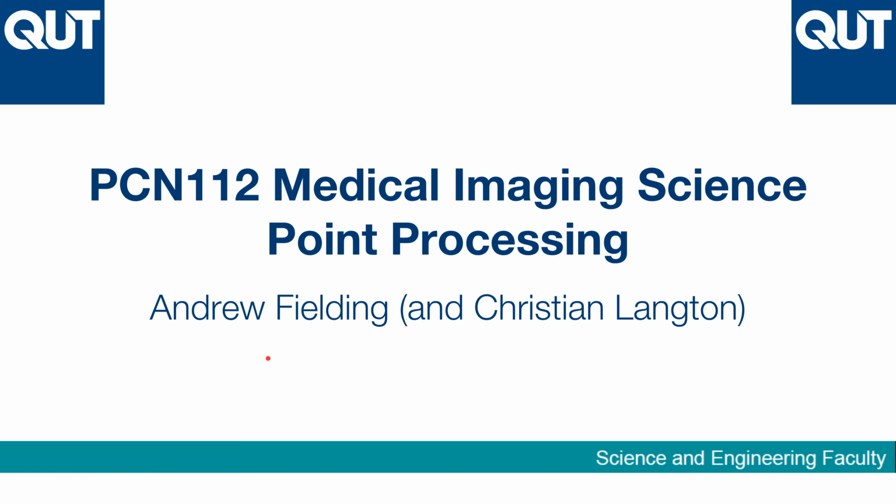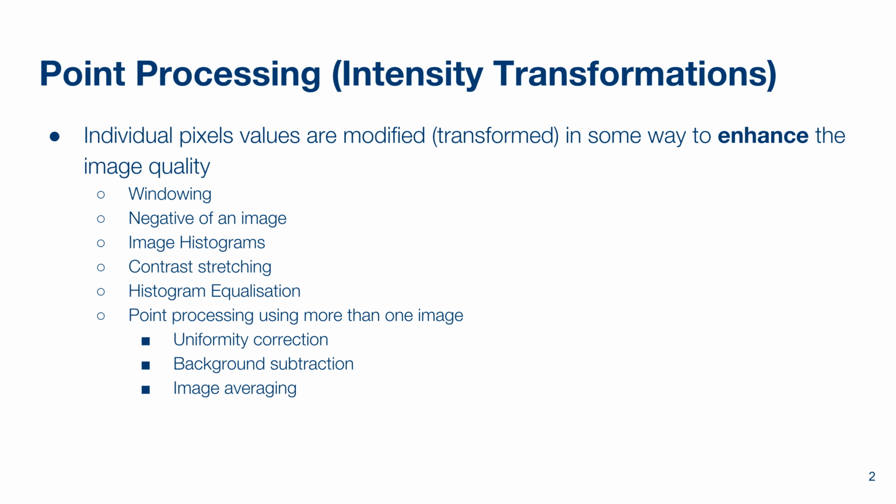So this is a presentation on the technique of point processing in medical imaging. Another way of thinking about it is that it's a transformation of the grayscale intensity level. This means that we know an image is made up of individual pixels, and when we do some processing on individual pixels, we're going to modify or transform them. We're going to do this in a way where the aim is to enhance the image quality.